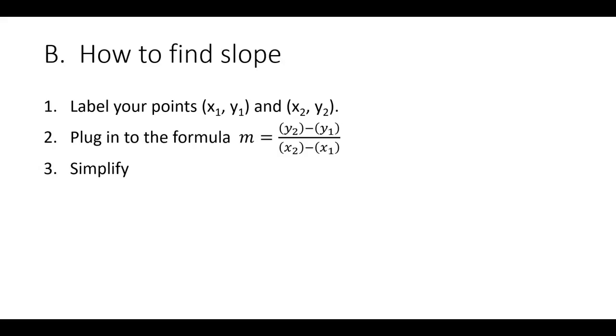So here's how we find slope. You're going to start off with 2 points. Okay. You're going to label them x1, y1, x2, y2. It doesn't matter which one you do it to.